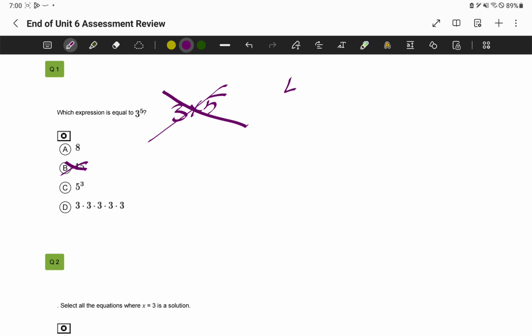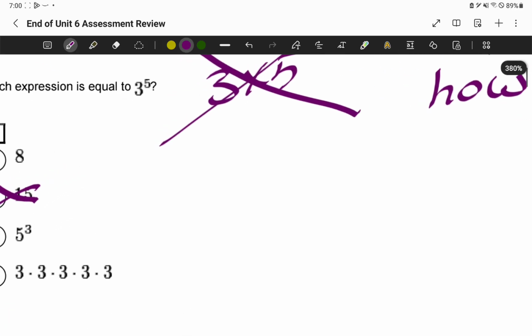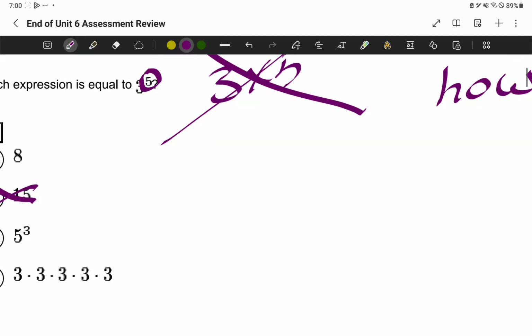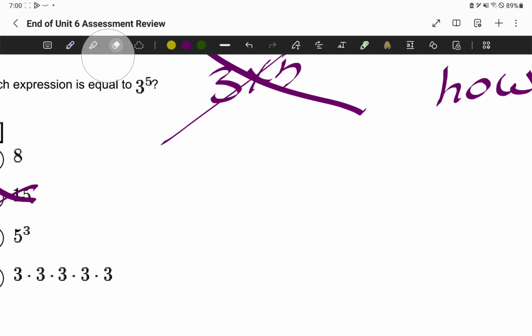The exponent tells us how many 3's. So since the exponent is 5, let me switch to something easier to write with. That means we have 3 5's. 1, 2, 3, 4, and 5.